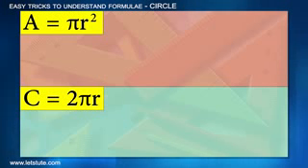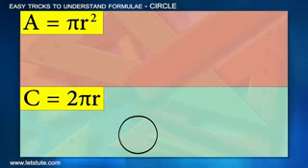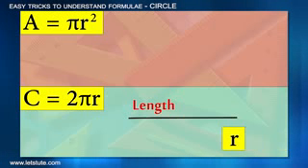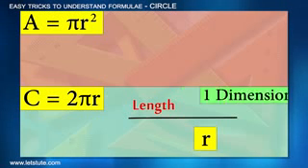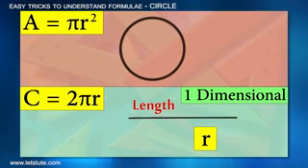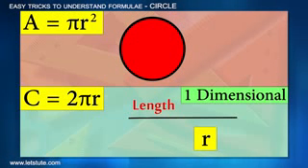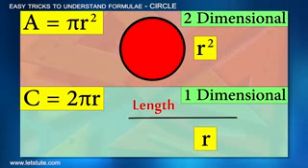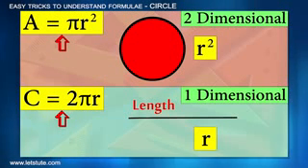And if you're still getting confused, then just remember that circumference is just length, and hence it will always have only r, which means it is one-dimensional. And area is the space covered by the circle, which is two-dimensional, and so it will always be r squared. The next two formulas are very simple and based on these two formulas only.